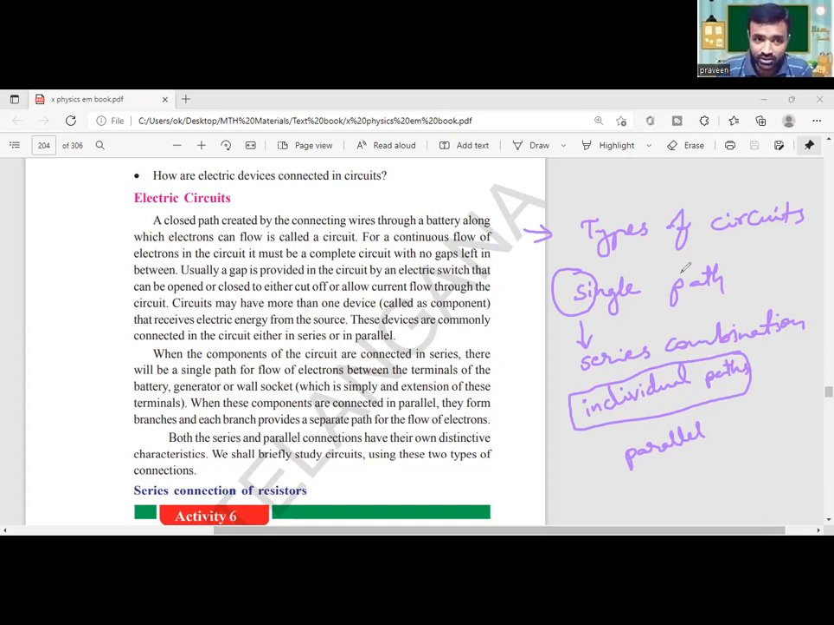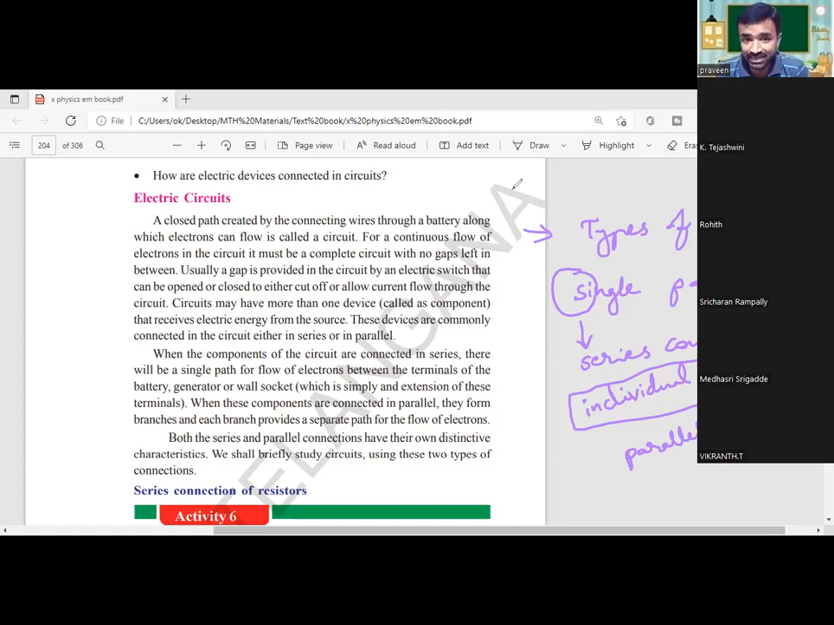So are you clear about these circuits? What I have given in the diagrams and what I have given as keywords. Are you able to identify the circuit types? Give me your quick response.